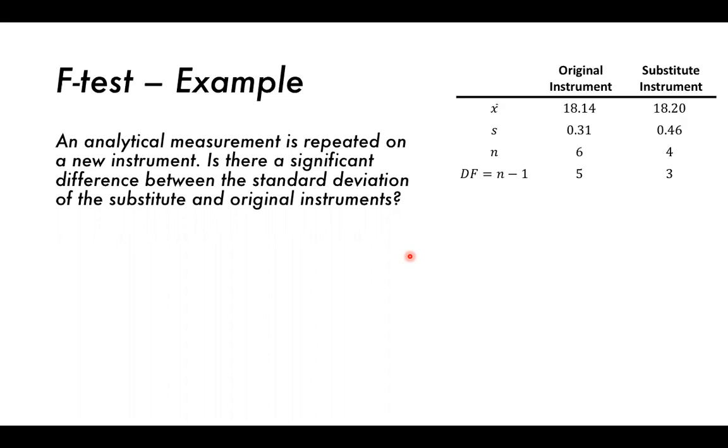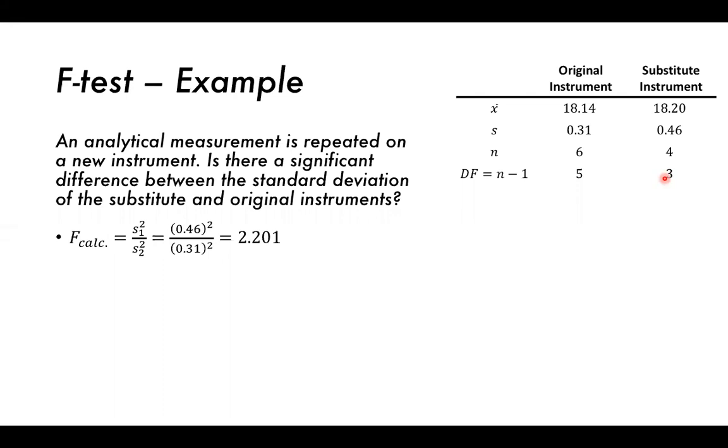So here is our data. We have the original instrument and the substitute instrument. The mean for the original instrument is 18.14. The mean for the substitute instrument is 18.20. S, the standard deviation, for the original instrument is 0.31 and 0.46 for the substitute instrument. The number of measurements done on the original instrument was 6, and on the substitute was 4. The degrees of freedom, which is n minus 1, are 5 for the original and 3 for the substitute.